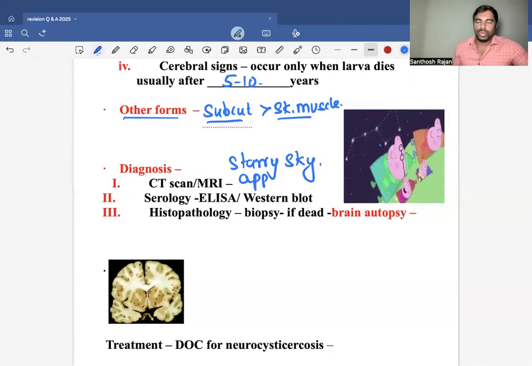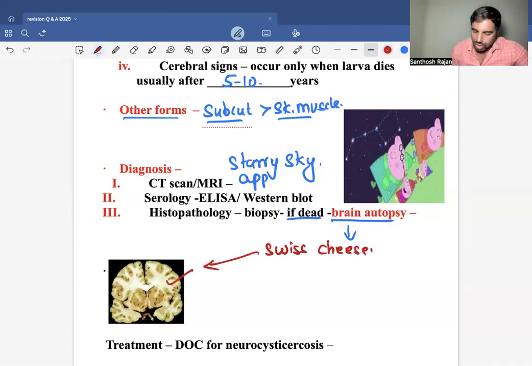Serology, ELISA, Western blot you can do, but histopathology, yes. If the patient has died and you do a brain biopsy, then the characteristic appearance is called Swiss cheese appearance. You can see the appearance here. It looks like a Swiss cheese. So this is another important point. That's all. These are the important things that you should know in neurocysticercosis.